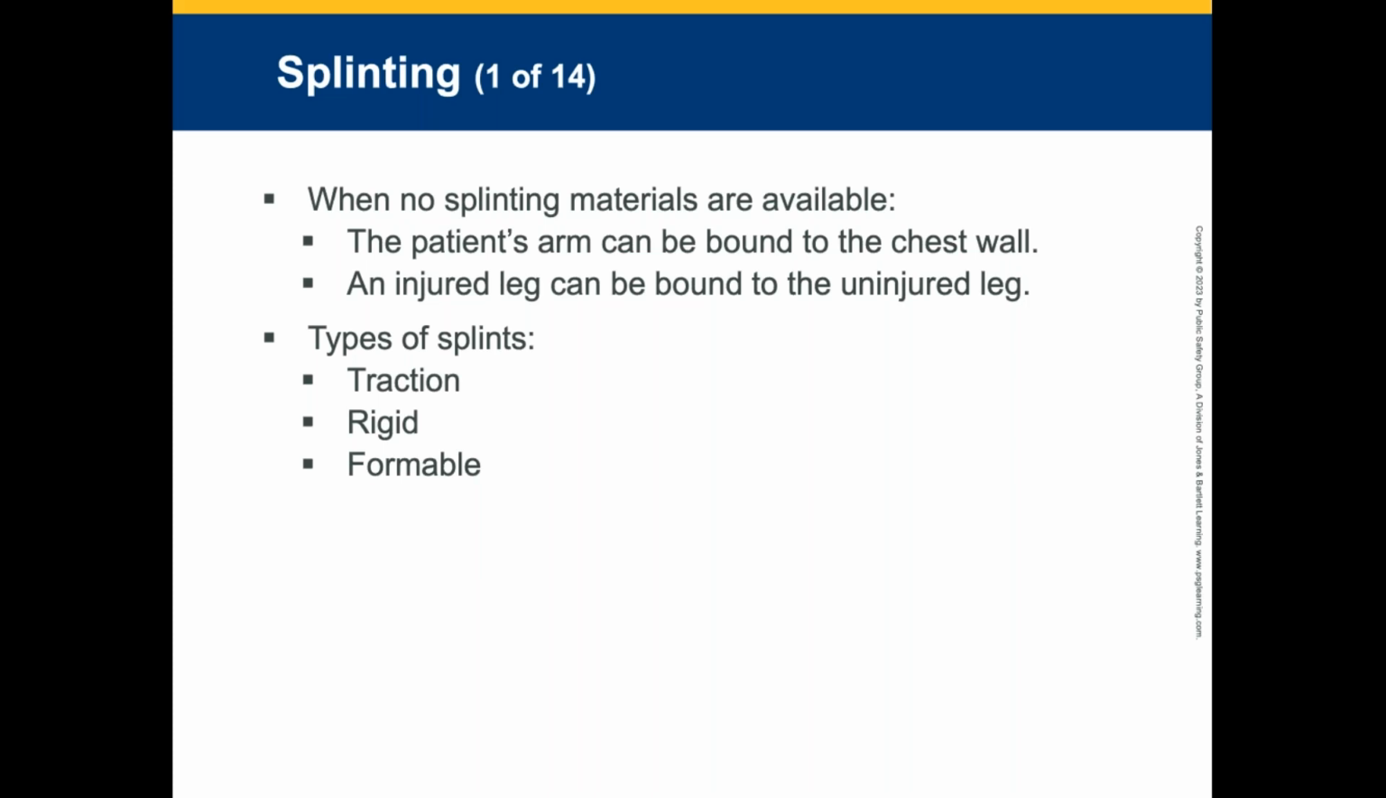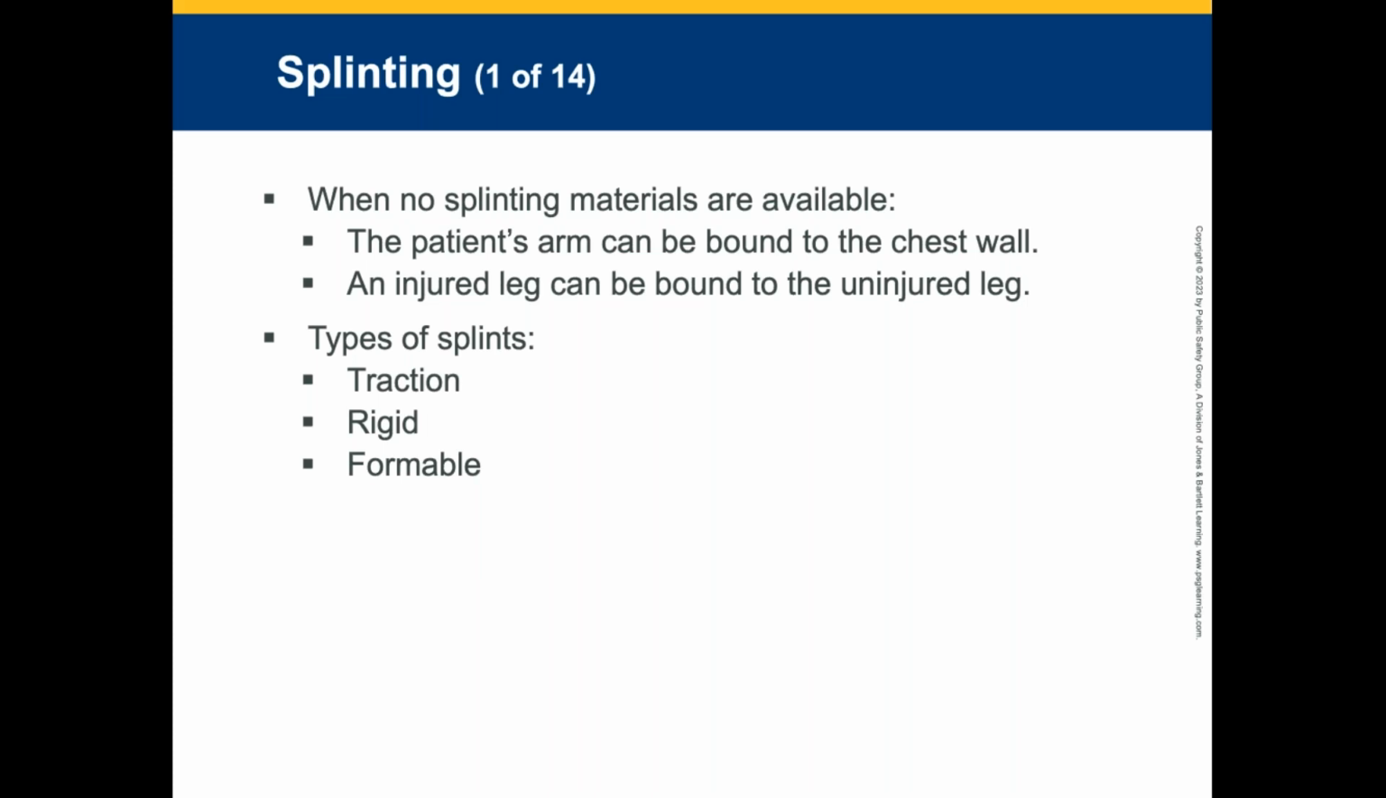All right, so splinting. We'll get through the splinting section here, and we'll take a 10-minute break, and we'll come back. So unless the patient's life is in immediate danger, splint all fractures. Right, immediate danger, leave certain fractures alone. Dislocations and sprains as well, before moving the patient. When no splinting materials are available, the patient's arm can be bound to the chest wall. An injured leg can be bound to the uninjured leg.